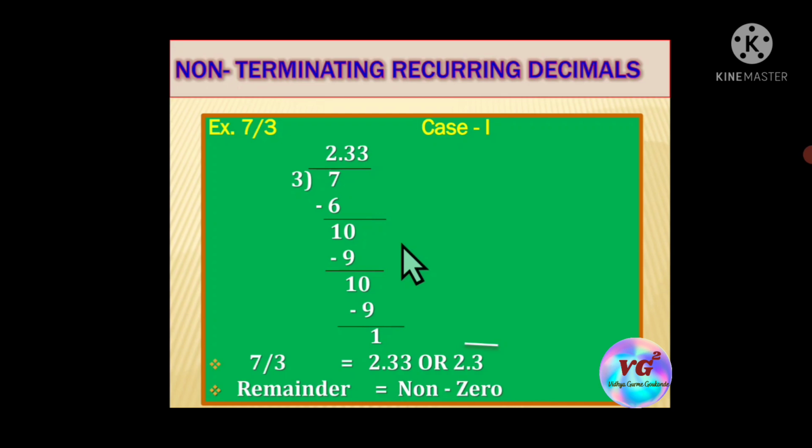So that indicates that division process is not terminated, that is, when division process is not completed, it will be a continuous process, and this repeating number we can write as 2.33 and so on, or we can give one bar on the repeating number, that is on top of the 3. So we say that non-terminating recurring decimals are the decimals where after some steps also remainder will not be 0, and in quotient one number will be repeating again and again.